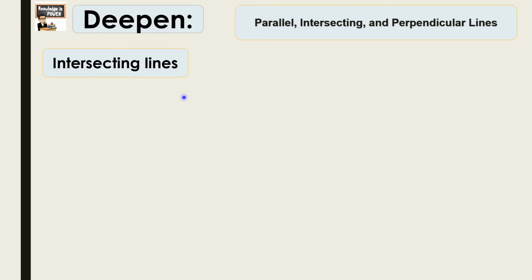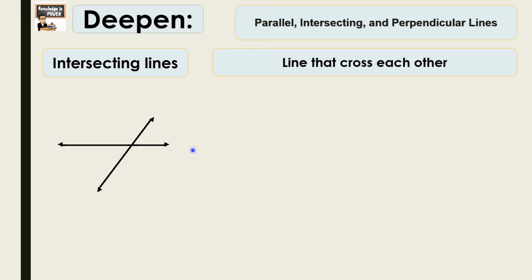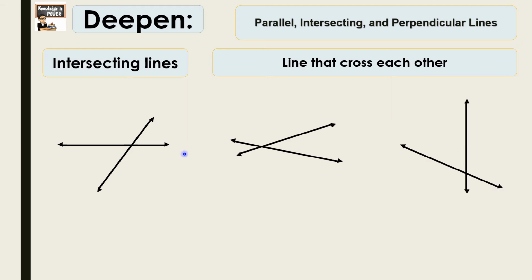Next kind of line, intersecting lines. Lines that cross each other. So they will intersect from both parts. As you can see, they meet in exactly only one point.